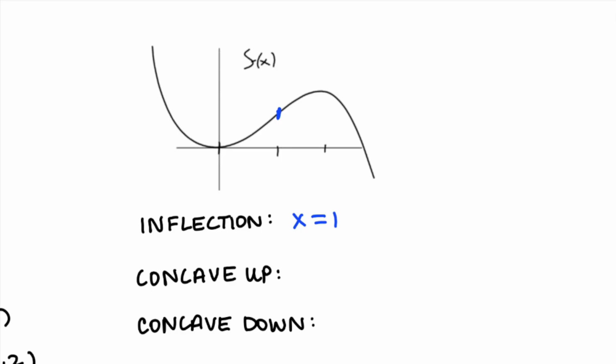I don't know how to say why that's an inflection besides it looks like one on the graph, which is not a very good reason. Concave up, it does appear like that's x less than 1, and concave down, x greater than 1. If I remade this homework, I could do without that one.